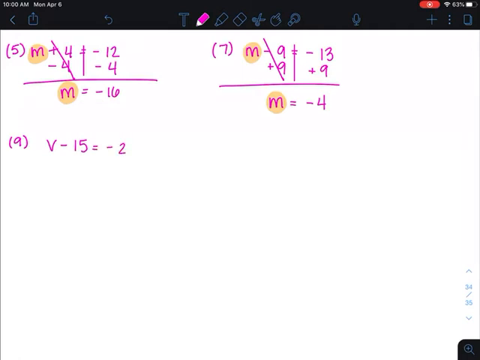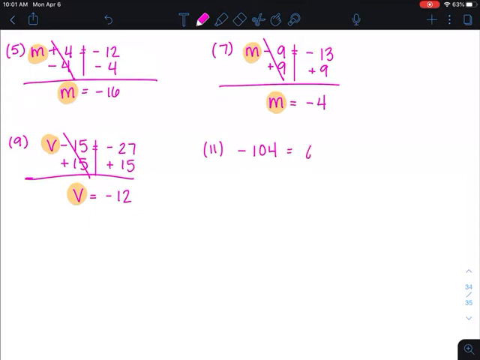Number 9, I have v minus 15 is equal to negative 27. Our variable in this case is v. We're currently subtracting 15, and the opposite of subtracting is adding, so we will add 15 to both sides. Negative 15 plus 15 equals 0. They will cancel. I have v equals negative 27 plus 15 is negative 12, I believe. V is by itself, therefore we are complete.